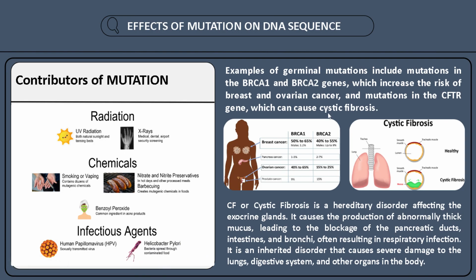So this is also an example of germline mutation. By the way, this part is for somatic, and this side is for germline mutations. So germline mutations, these are breast cancers, then here in the stomach and here in the reproductive system.